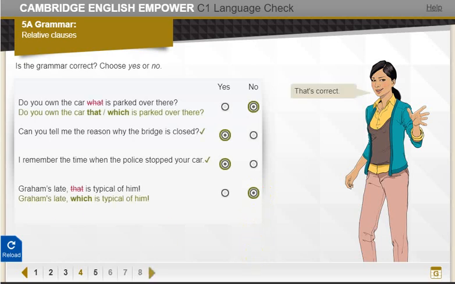That's correct. We say, do you own the car that is parked over there? Or, do you own the car which is parked over there? And, Graham's late, which is typical of him.